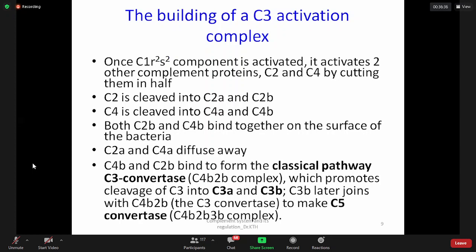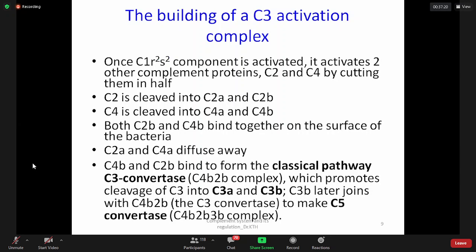Now, this C4B, C2B and C4B will bind on the surface of an antigen. Like I said, this antigen might be a bacteria, might be a virus, might be a fungus. And the C2A and the C4A will diffuse away. Now, at the same time, C4B will also bind with C2B, so that we form a complex called the C4B2B. This complex is what is referred to as the classical pathway C3 convertase.